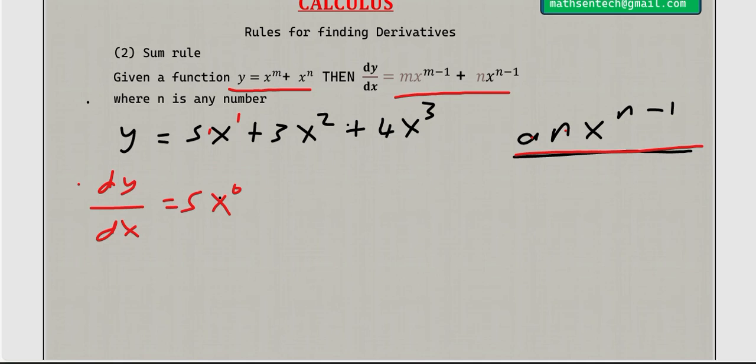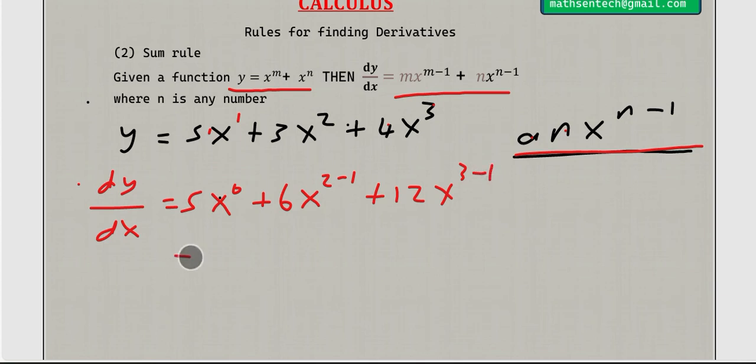So we are going to handle that later. Then plus 3 times 2, which is 6. Then x, 2 minus 1. Plus 4 times 3, which is 12. So 12x, 3 minus 1.